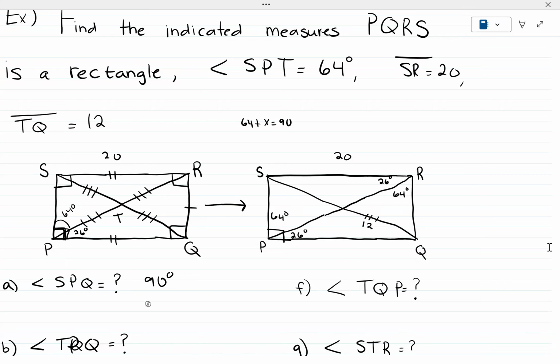Okay. What about B? Angle TPQ. This angle here, TPQ. Oh, this small angle right here. I thought it was this angle. So what is this angle? They're asking for this angle. We said that is 26.